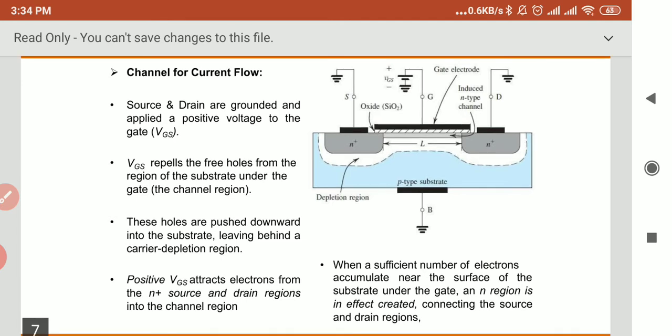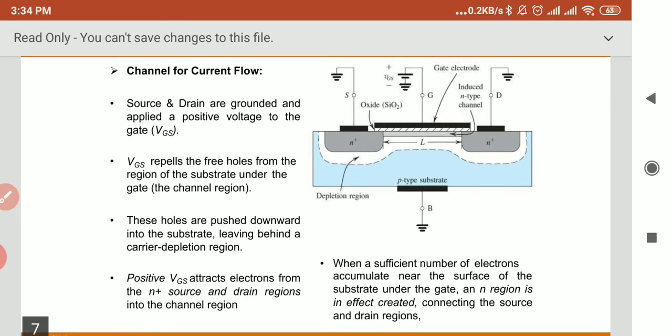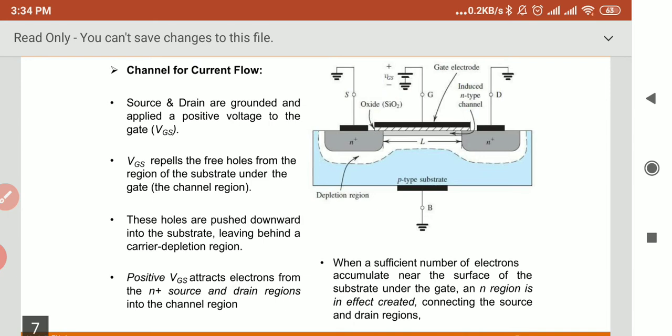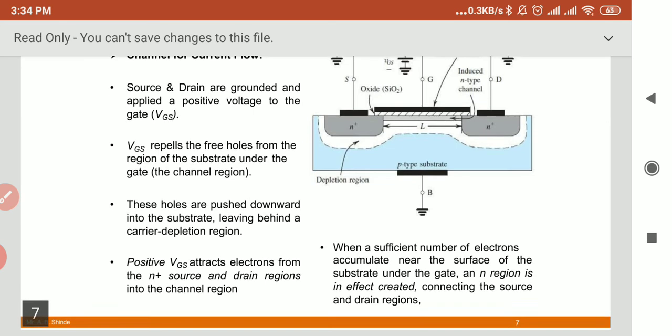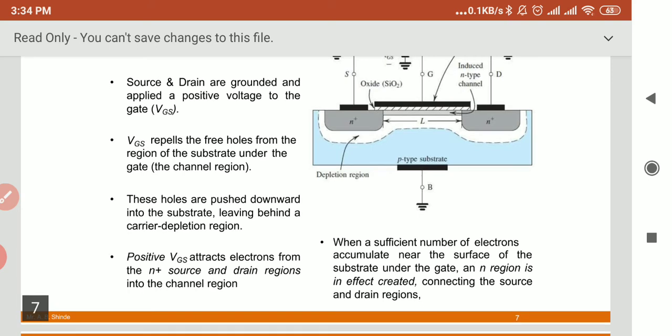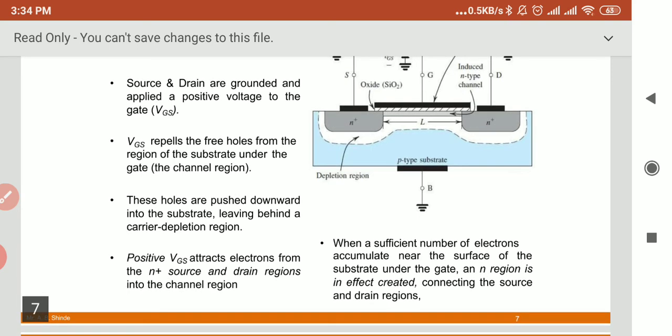So what does depletion region mean? If one P type semiconductor comes in contact with one N type semiconductor, what will happen? The electrons, the majority carriers of the N type semiconductor, will go to the P type semiconductor, and the holes, the majority carriers of the P type semiconductor, will go to the N type semiconductor to form bonds. And what will happen there? The ions will remain there, positive and negative charge. That region is called the depletion region. There is no extra charge carrier.